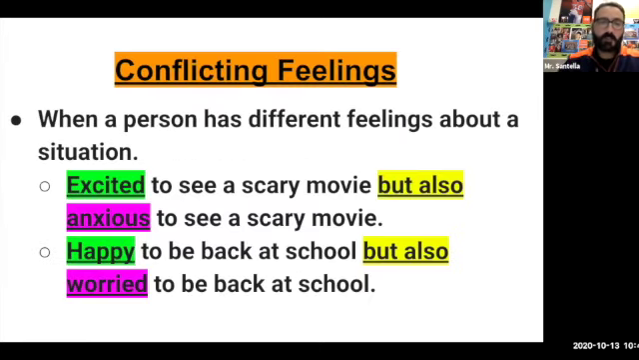Conflicting feelings. When a person has different feelings about a situation. So here's a couple examples. Excited to see a scary movie, but also anxious to see a scary movie. You want to see it, but you're also like kind of, oh no, they're going to jump out, they're going to scare me. Two different feelings about the same situation. Another example would be you're happy to be back at school, but you're also worried to be back at school with everything going on, everybody having to wear masks. You might be worried.